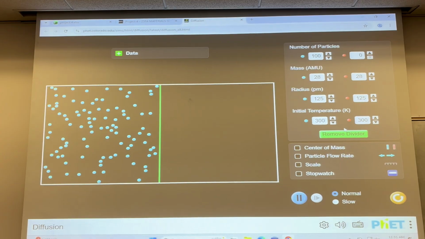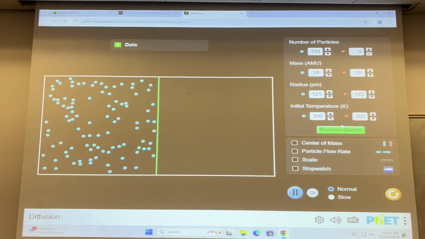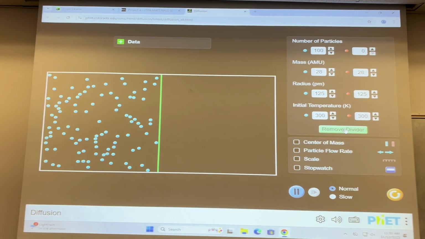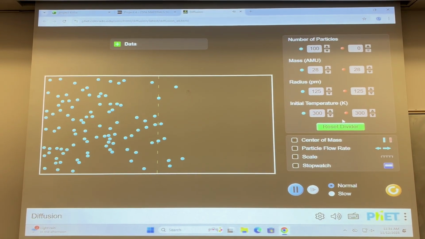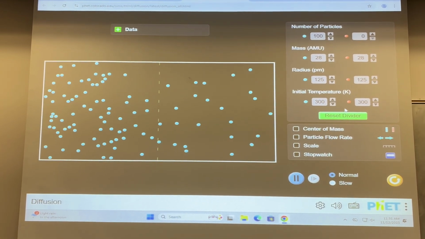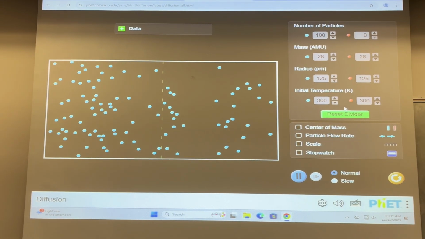To prove our point further, we're lowering the number of atoms on the first side to 100 particles, but keeping the same temperature again to have a constant. Here, we can see an even slower flux of atoms, which proves that our flux equation requires a concentration to work.